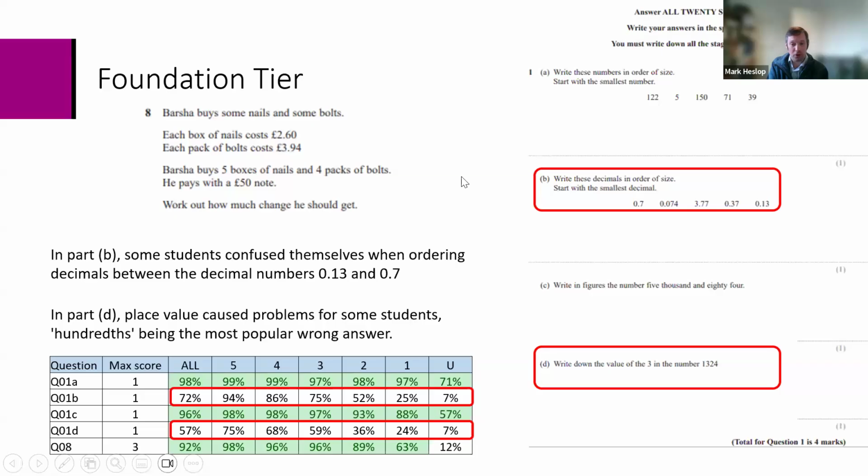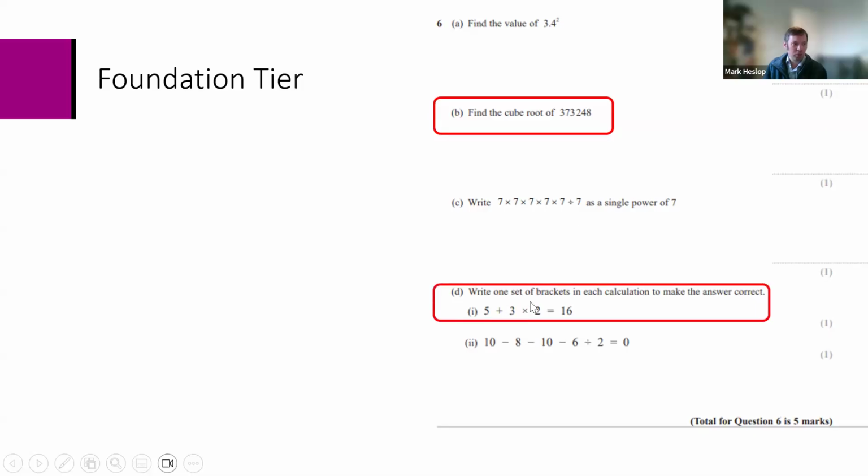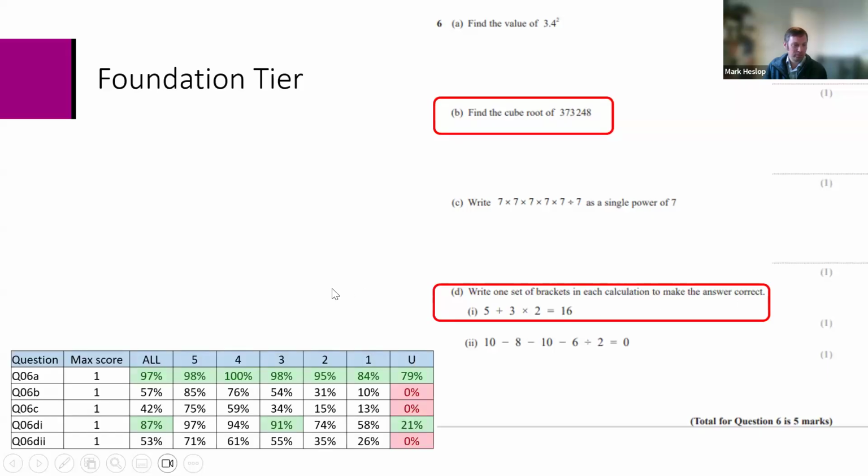And that's going to be the theme for most of the topics that I'm talking to you about here today. Okay. Give you another example. How well do your students know their calculators? I think the answer is possibly not as well as you think. Find the cube root of 373,248, and I'm going to compare that to: write one set of brackets in each calculation to make the answer correct. And I'm going to show you the statistics of these two.